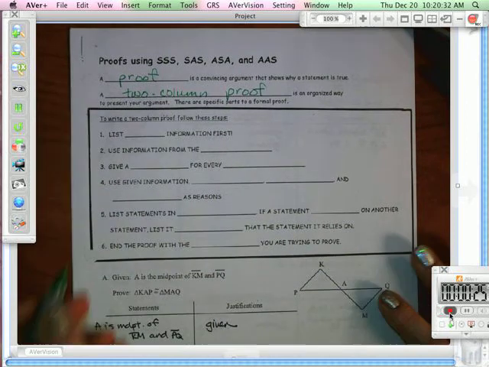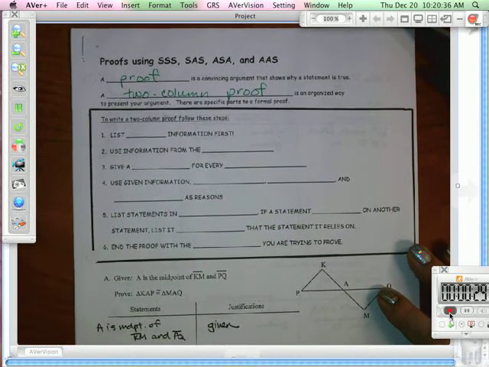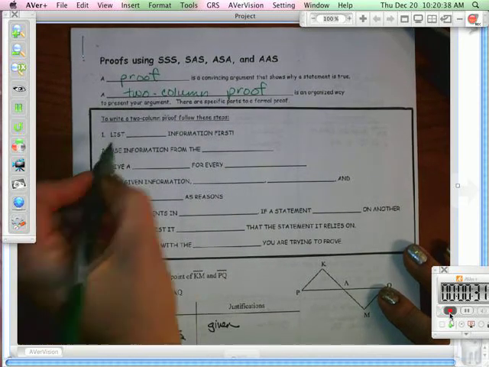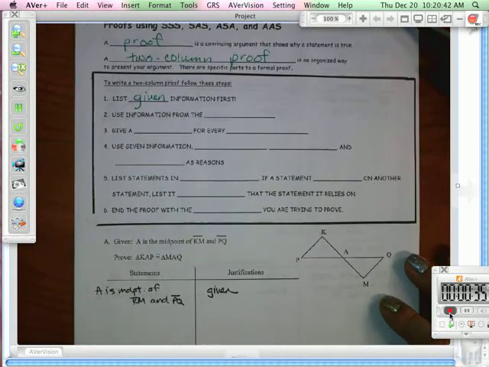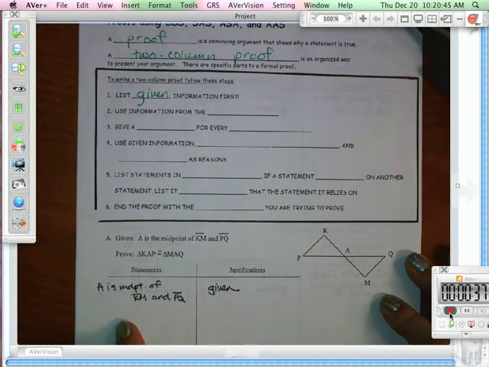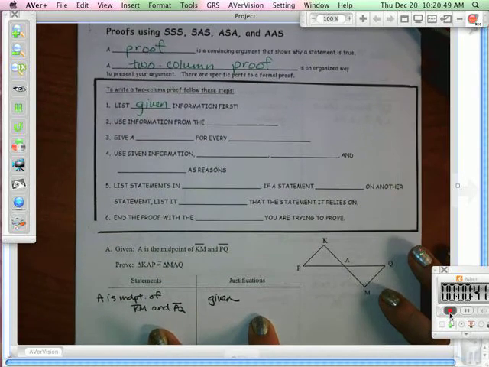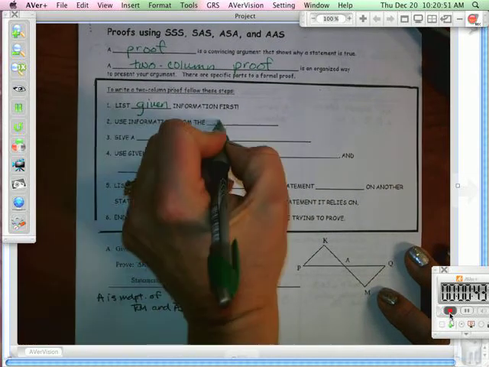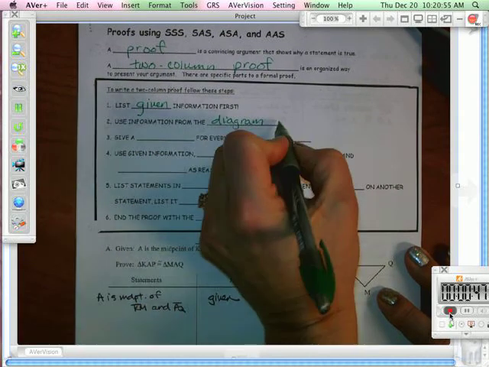So, this is kind of the procedure. You may not need it once we get going. But first thing you do is list the given information. Most of you probably have done that already, hopefully. But you have to write it over. You have to write whatever is given. Use the information from the diagram. I always mark up my diagram.